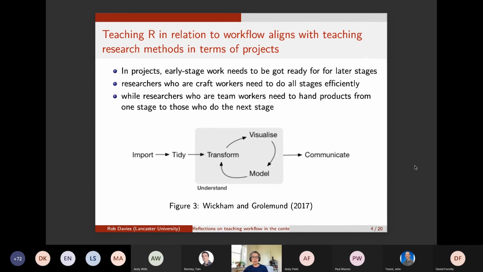And you've got people who work in teams, so team workers who basically have to hand products from one stage off to the people who have to do the next stage. So, for example, I work at an NIH as part of an NIH-funded project. And we have one set of people doing the data importing and tidying, and another set of people doing the analysis and the communication. And we need to make sure there's good flow through that process.